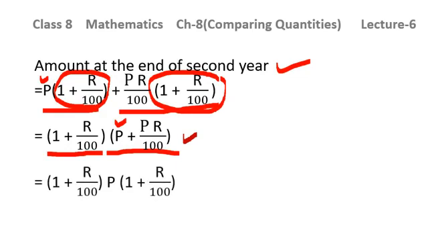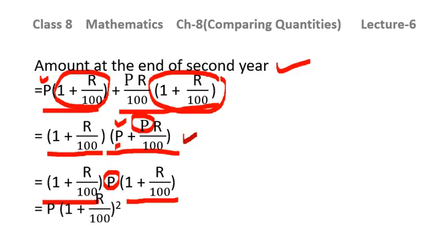Then I have written this once again, 1 plus R over 100. Can I take P common? This P is present here and also here. So I have written P outside, and what will be left is 1 plus R over 100. Then this factor is present one time, two times, so I have written 1 plus R over 100 raised to the power 2, and this will be P. So the amount is P bracket 1 plus R over 100 raised to the power 2.